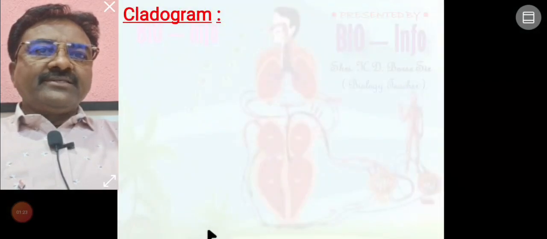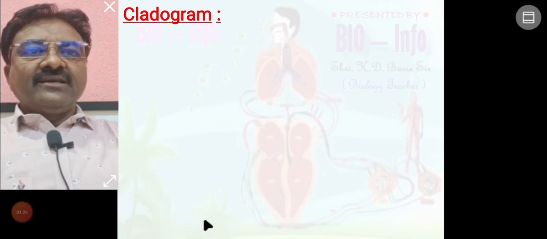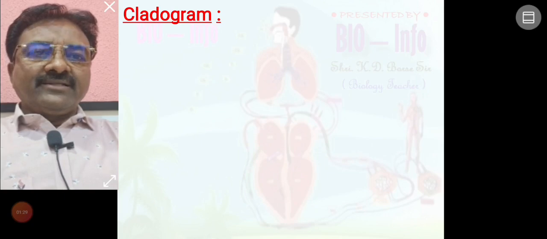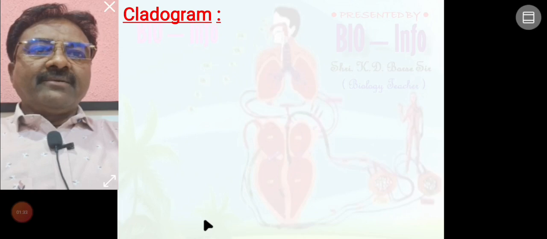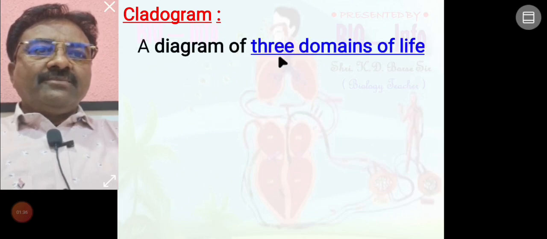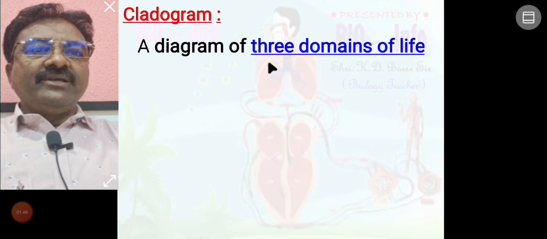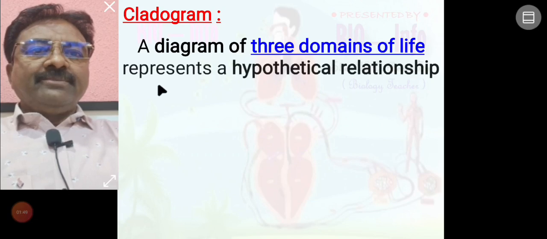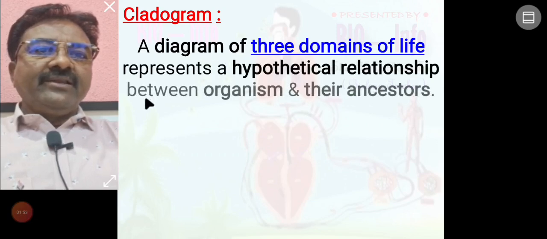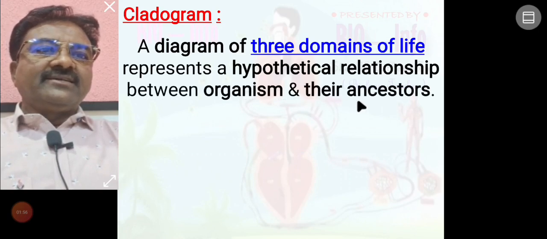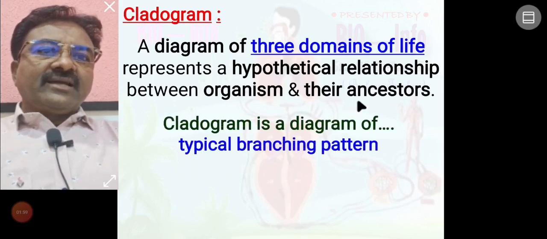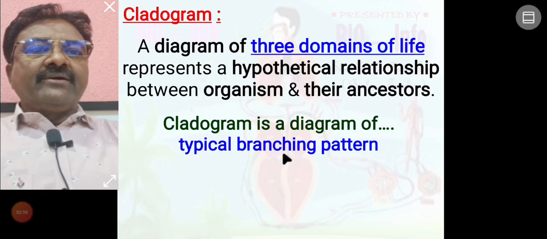Now we learn today's next concept, known as cladogram. What is a cladogram? It is a diagram. A cladogram is a diagram of the three domains of life. You know the three different domains of life: archaea, bacteria, eukarya. So this diagram of the three domains of life represents the hypothetical relationship between organisms and their ancestors. This diagram is called a cladogram, and it is a typical branching pattern diagram.